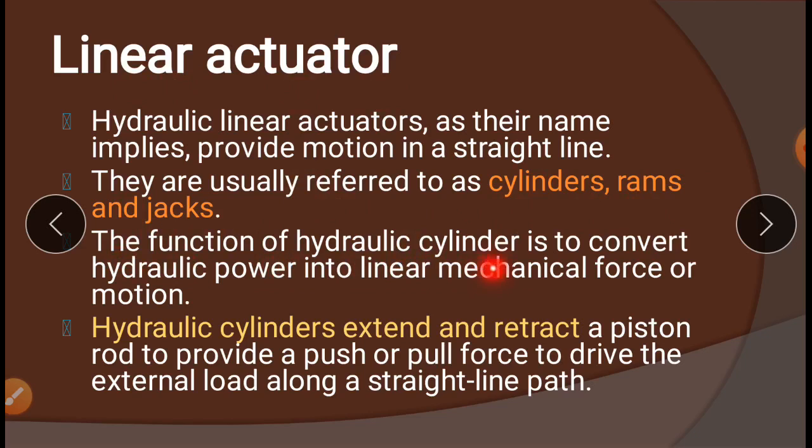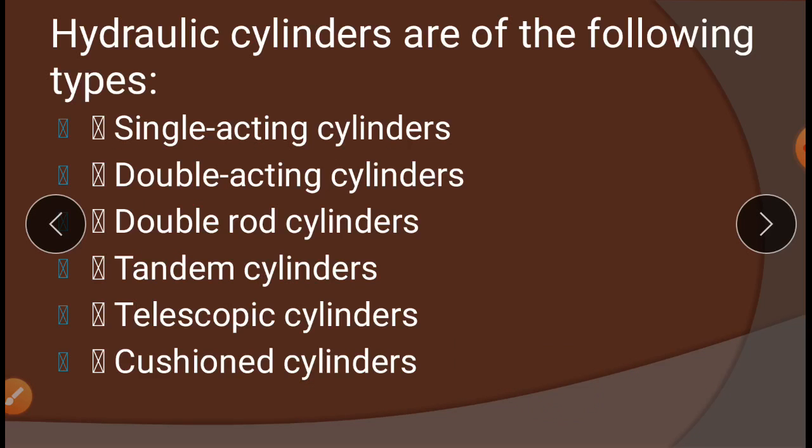The function of a hydraulic cylinder is to convert the hydraulic power into a linear mechanical force. The hydraulic cylinders extend and retract a piston rod to provide a push and pull force to drive the external load along a straight line path. That we have understood from this, what the linear actuators are. So we have some types in the linear actuators. We know hydraulic cylinders are one of the types of linear actuators.